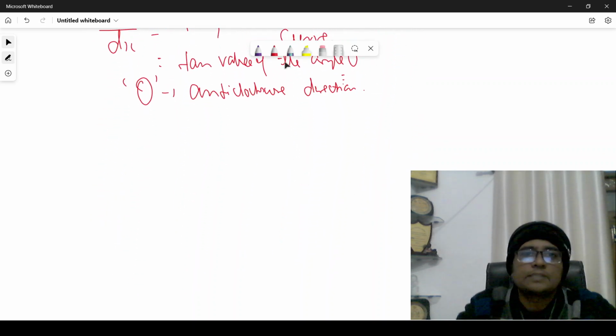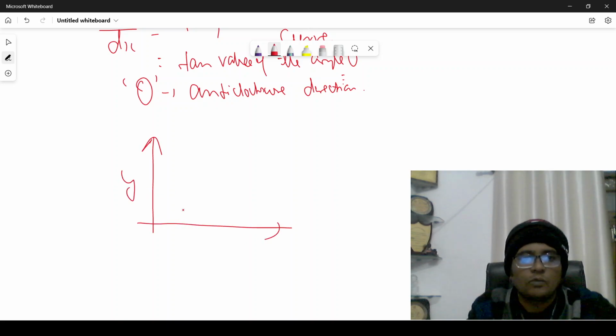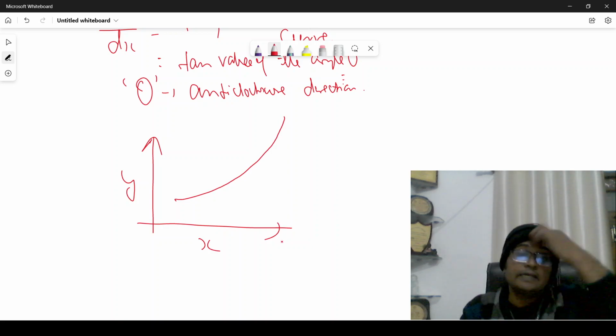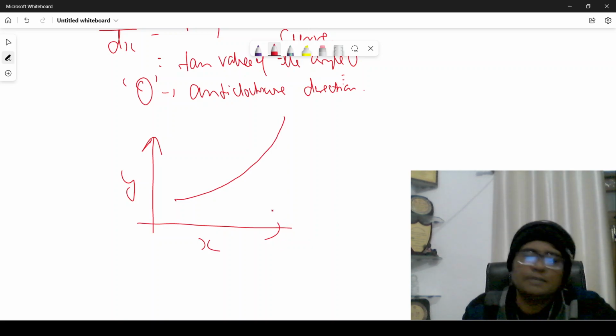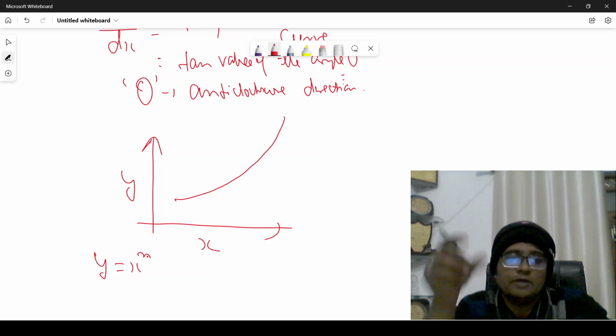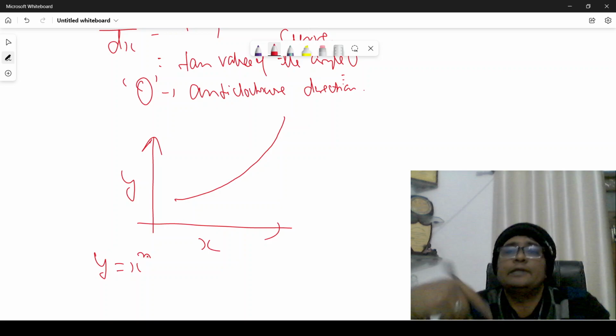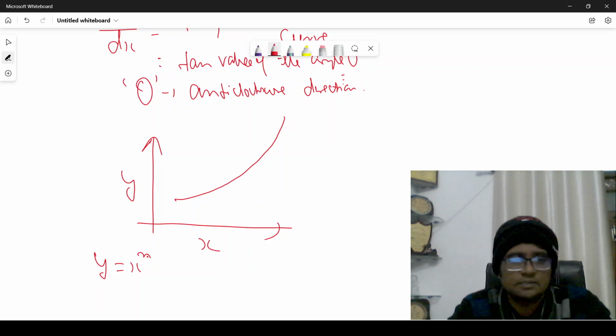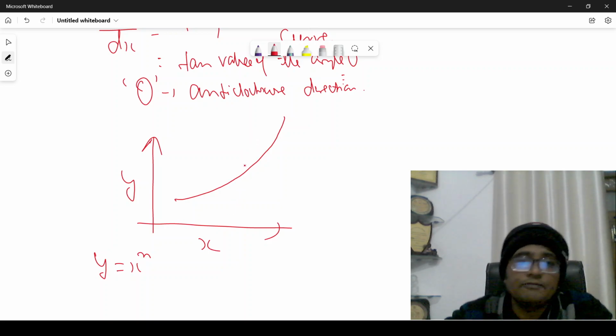Suppose you have drawn a graph of y and x like this. Why did the graph come out like this? Because it may be that y is equal to x to power n; whatever values of x or n you put, you will get the value of y, and hence the graph could be like this. I'm not sure, because it depends upon the values of x and n.